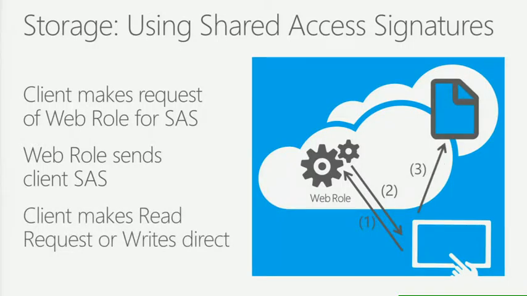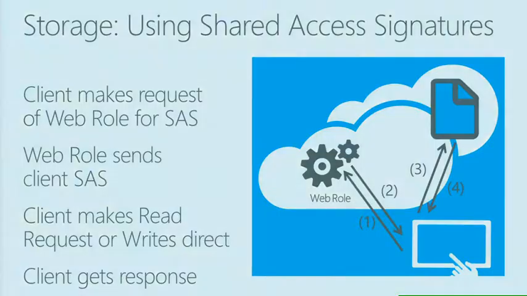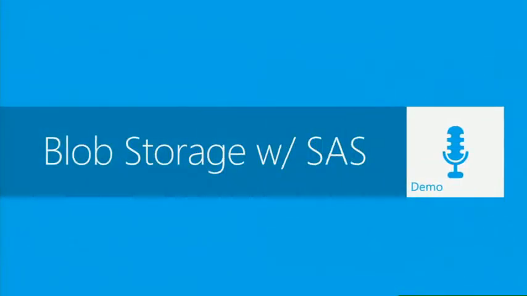Once we've got that shared access signature, we can write directly to storage, or if it was a private container, we could also read that private image using the shared access signature, whilst ever the time slot that we allocated to it is valid. With that, we're going to build that so you guys can see how we can do it.